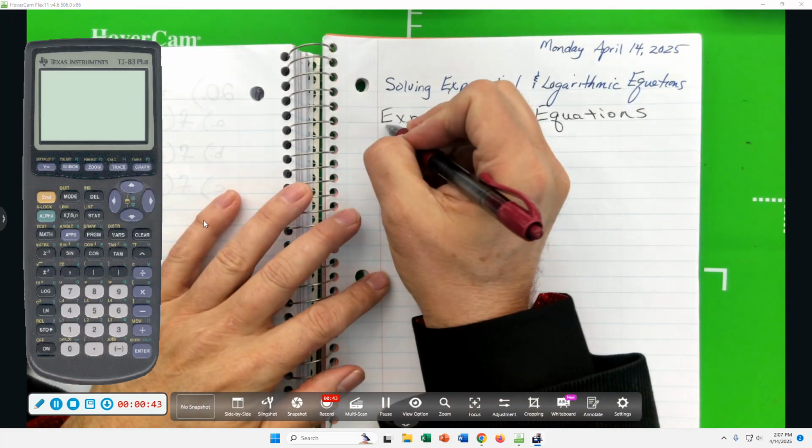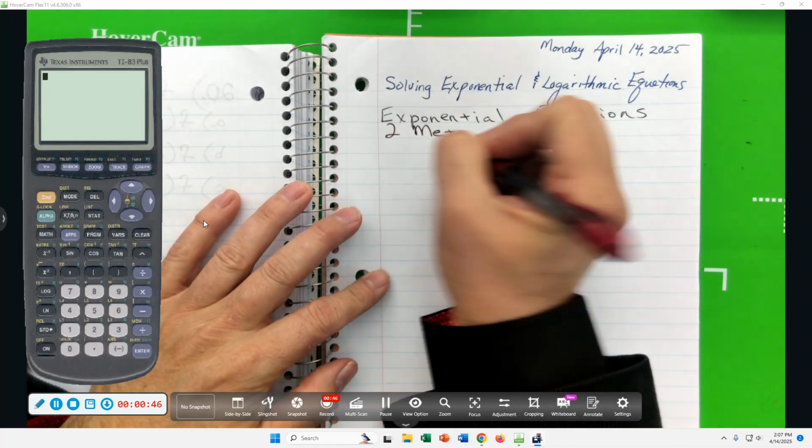There are two generally accepted methods of solving.